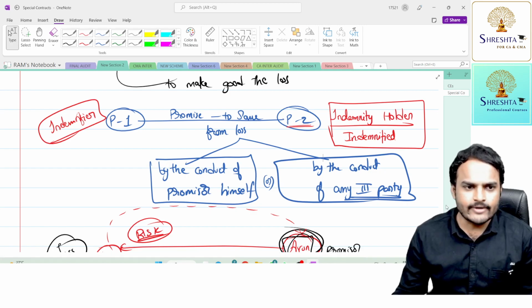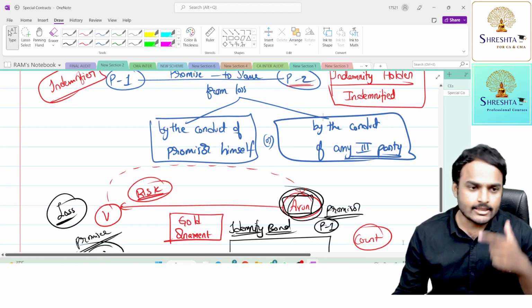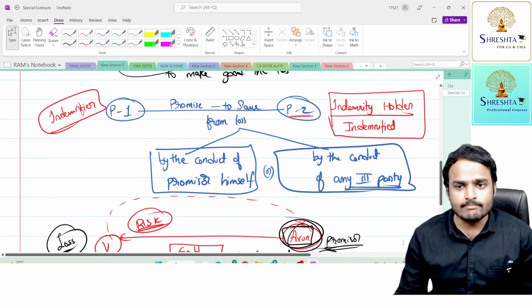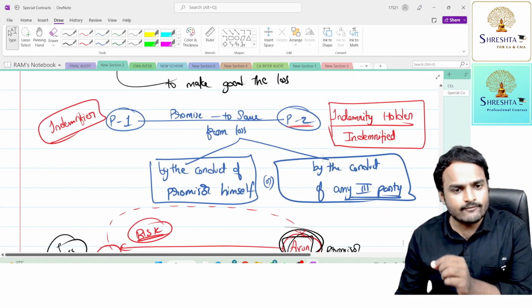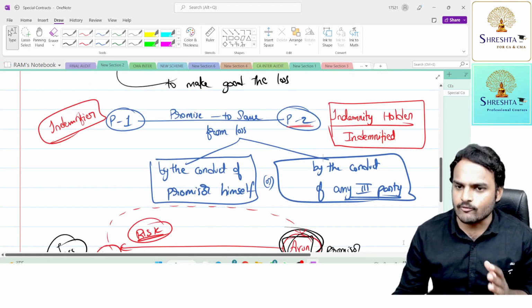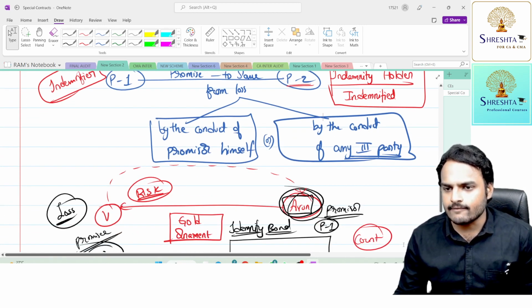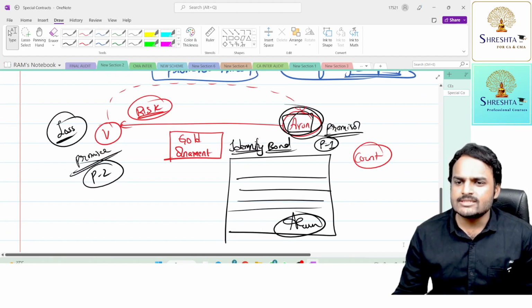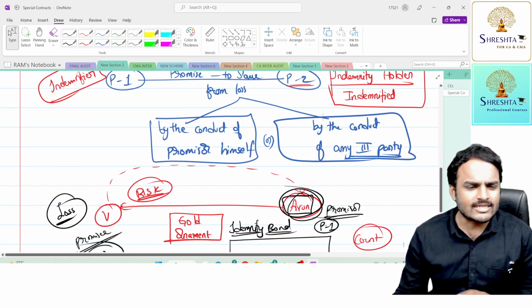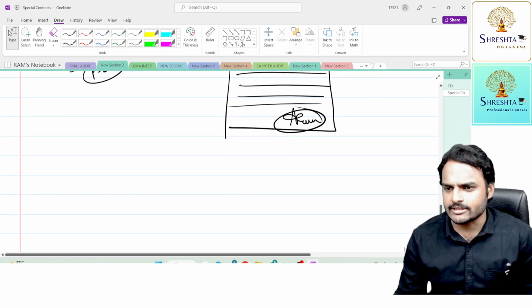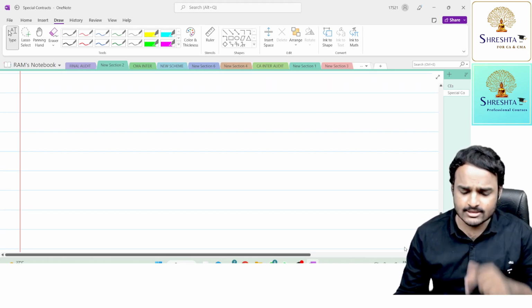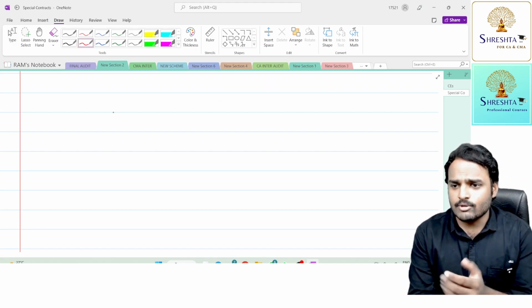So what is a contract of indemnity? The contract of indemnity is a contract by which one party promises to save the other from loss caused by the conduct of the promiser himself or by the conduct of a third party. Sir, we need an example for the conduct of a third party, sir. Third party. Imagine a situation. Yes. Take an example of your parent.